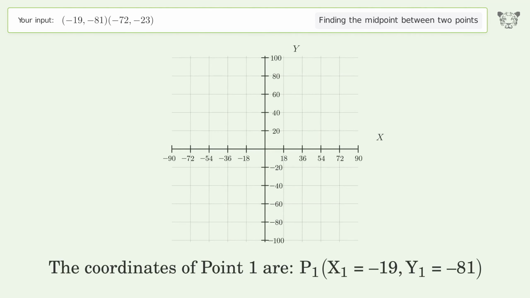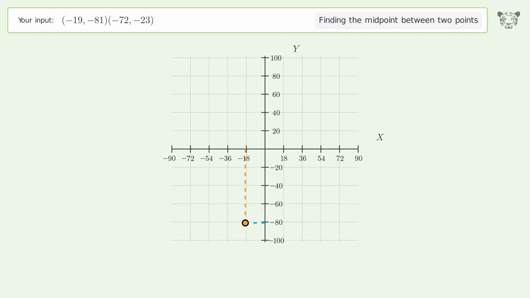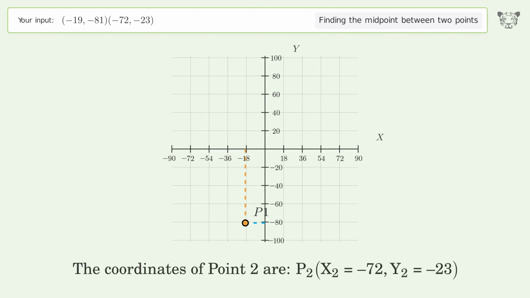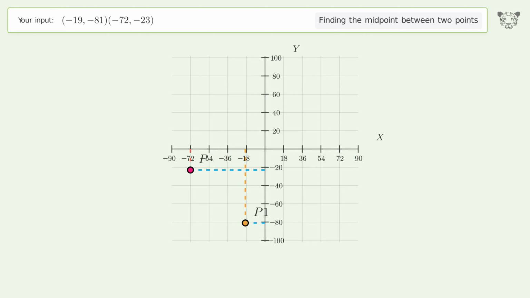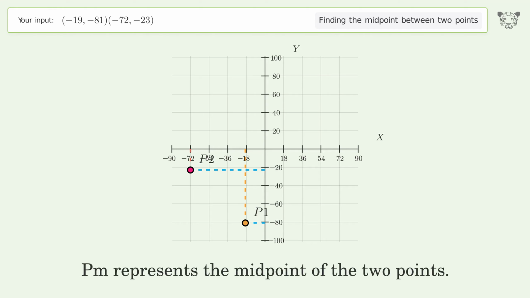The coordinates of point 1 are, x1 equals negative 19, y1 equals negative 81. The coordinates of point 2 are, x2 equals negative 72, y2 equals negative 23. PM represents the midpoint of the 2 points.